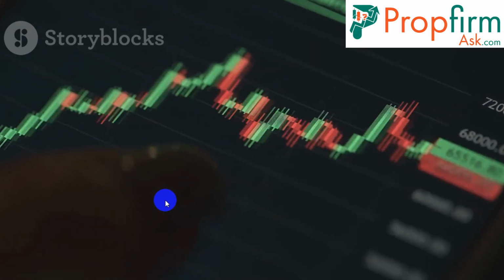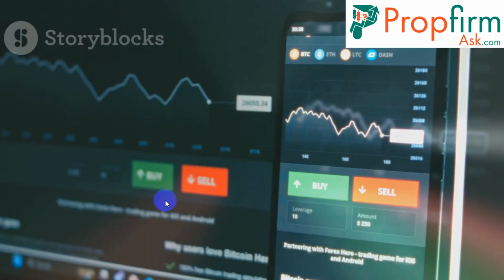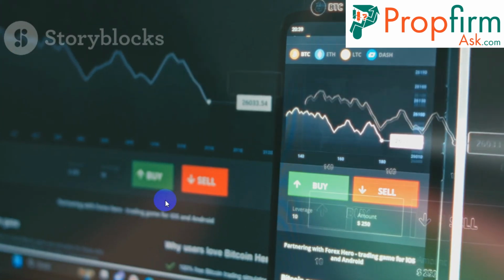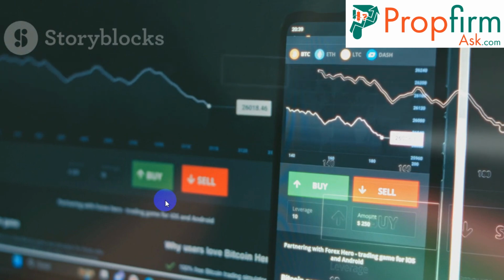The stochastic oscillator consists of two lines, %K and %D. The %K line is the main line, and it measures the current closing price relative to the high and low of a specified number of periods.